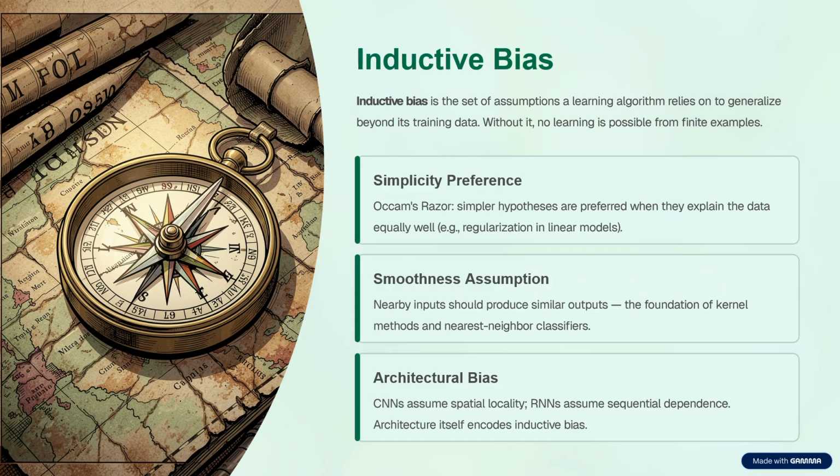Next, inductive bias. Inductive bias refers to the assumptions a learning algorithm makes while learning from limited data. For example, many algorithms assume that simpler models are better because they generalize more effectively. Without inductive bias, a machine learning system would not be able to make predictions for unseen examples.